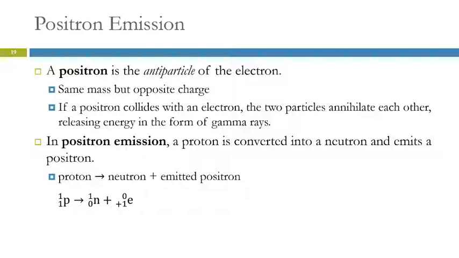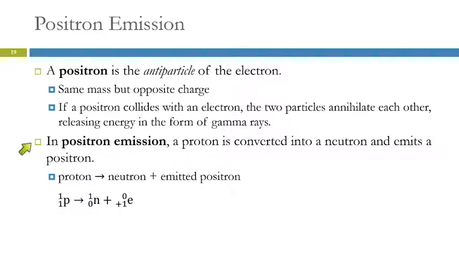Another type of radiation is positron. The name positron kind of sounds like electron, and a positron is like an anti-electron. It's the antiparticle of the electron. It has the same mass but the opposite charge, and if a positron and an electron collide with each other, the two particles annihilate each other and they release energy in the form of gamma rays.